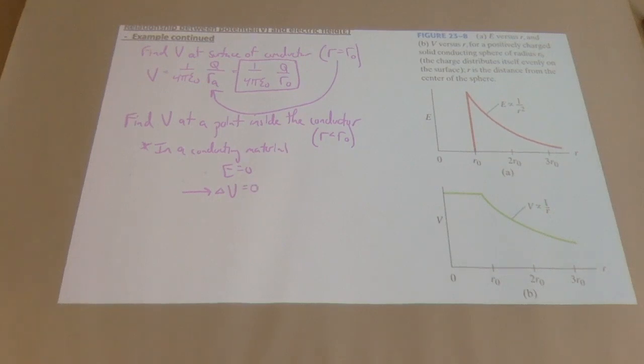Delta V is equal to 0, and that's between the surface and any point inside. If the change in potential or the difference in potential between the surface and any point inside is 0, well, that just means that this answer applies everywhere inside. V is equal to 1 over 4 pi epsilon naught Q over R, where R is less than R0.